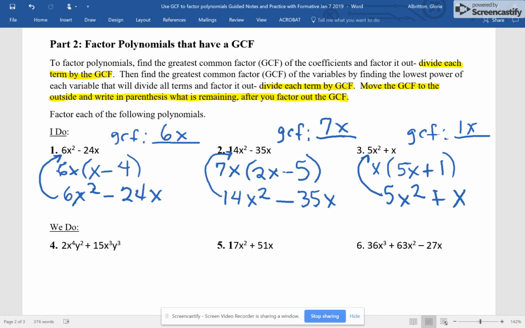Number 4, we're going to go a little quickly so we can get through these. My GCF of this one. Now let's look at this, because we've got quite a bit going on.